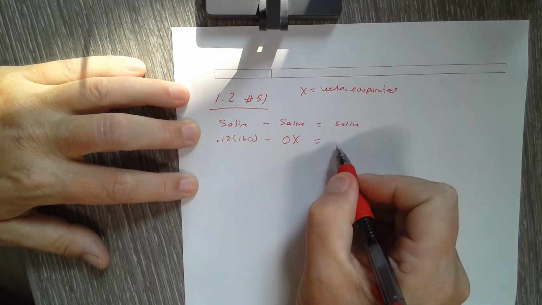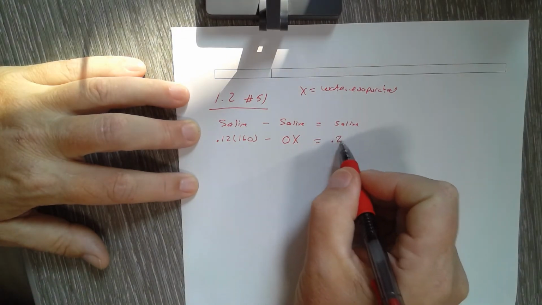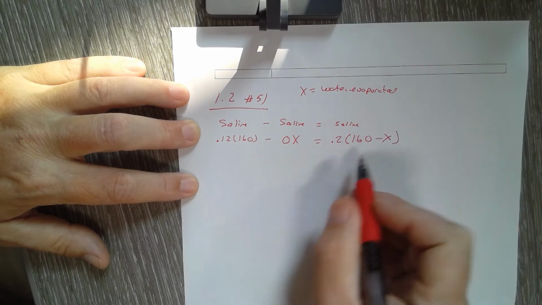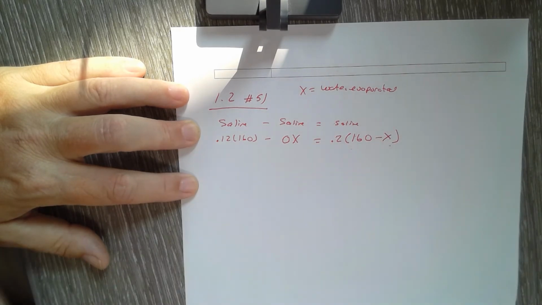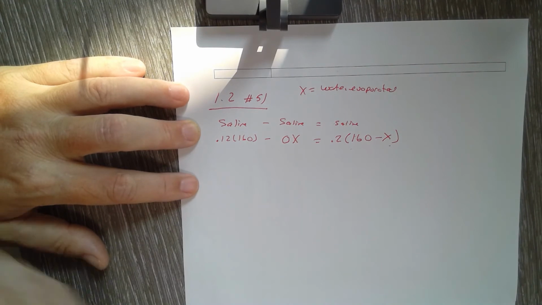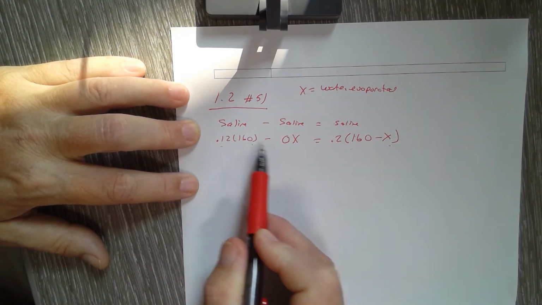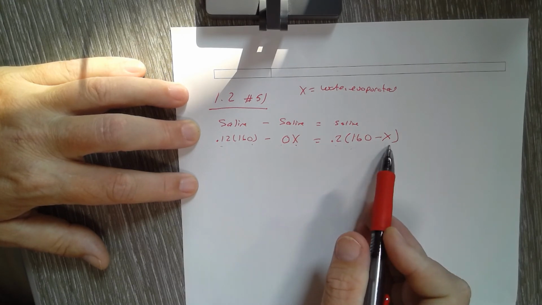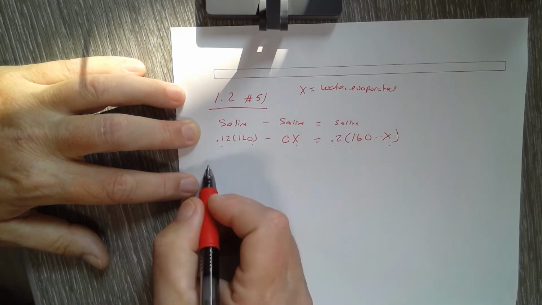And then how much saline is left? Well, it becomes a 20% solution and 20% of the total amount of liquid, okay? So this is how much saline I have, this is how much saline I take away, and this is how much saline I have. So solve this out.